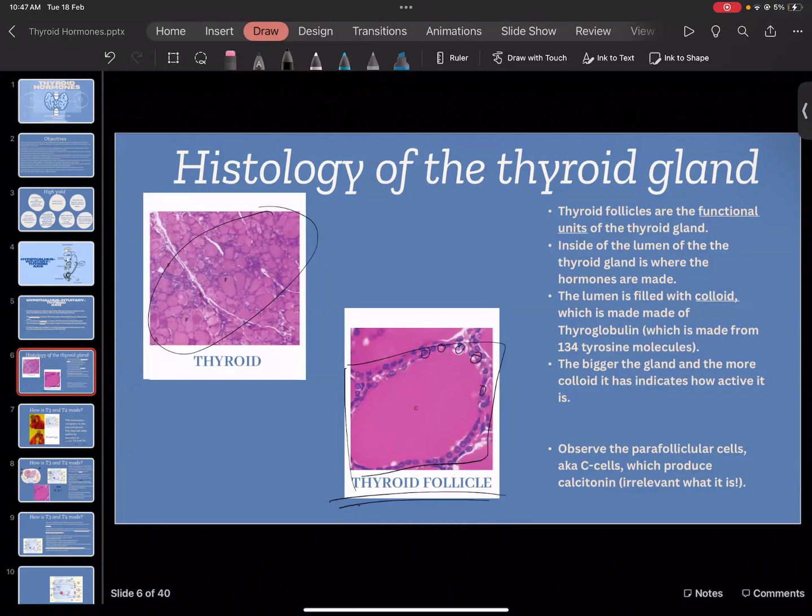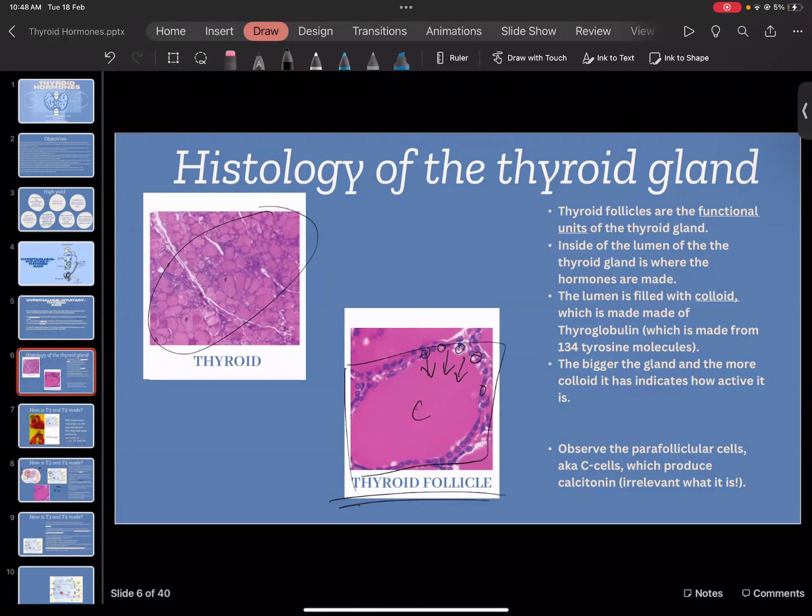that basically secrete a protein inside of the lumen. This is called colloid. Colloid is just a big gel-like material that the cells secreted, and it's inside of the lumen, and that's why it looks kind of fat like that.